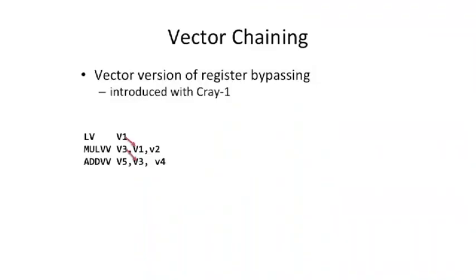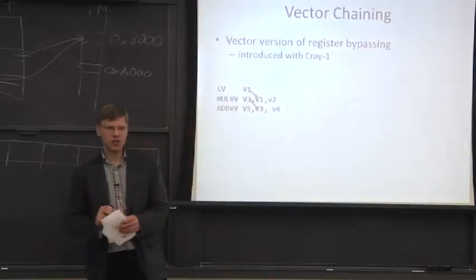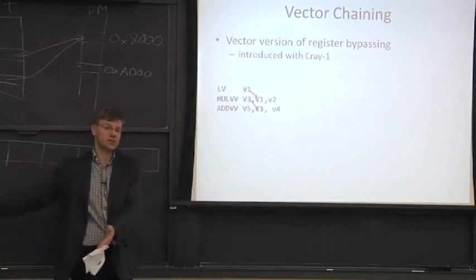So one of the first optimizations we're going to look at is what we call vector chaining. Vector chaining was introduced in the Cray 1. The idea is that you don't have to wait for the first operation to complete, or the whole vector to complete, before you start the second vector.